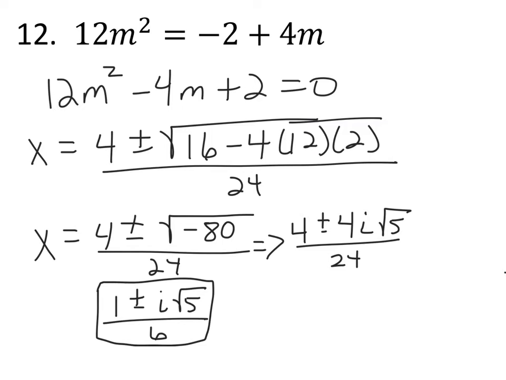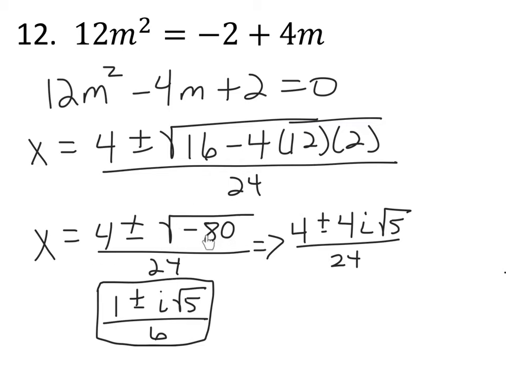So 4 times 2 times 12 times 2. All right, all over 2 times a, which is 12. So that's 24. All right, so now we simplify. We get 4 plus or minus the square root of negative 80. Here I'm going to end up with an imaginary number, all over 24.